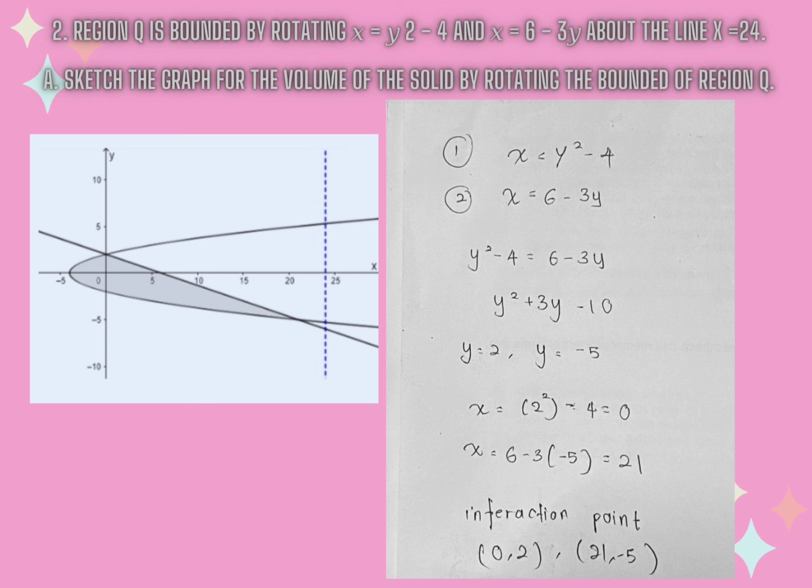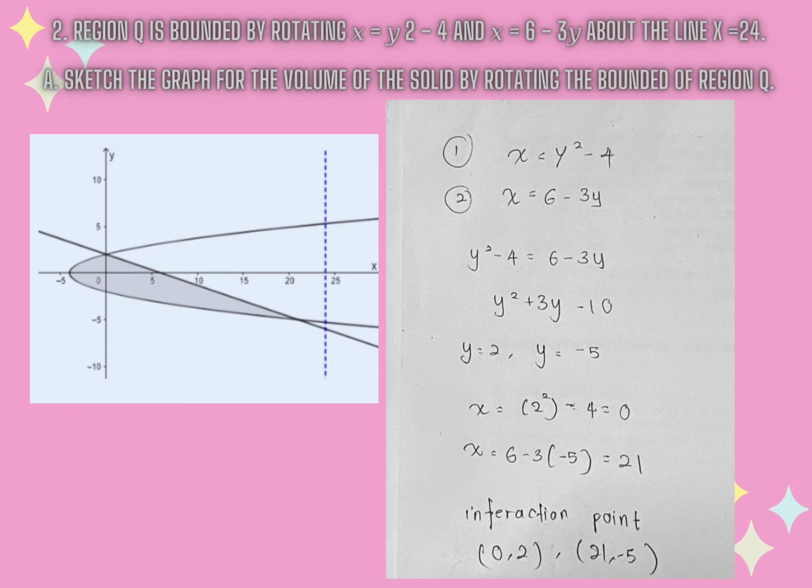That's all. Next, we have to sketch the graph for the volume of the solid by rotating the bounded region Q. So we have the equation x equal to y² − 4 as the first one, and the second one is x equal to 6 − 3y as equation number 2. So let y² − 4 equal to 6 − 3y. So we get y² + 3y − 10 equal to 0.